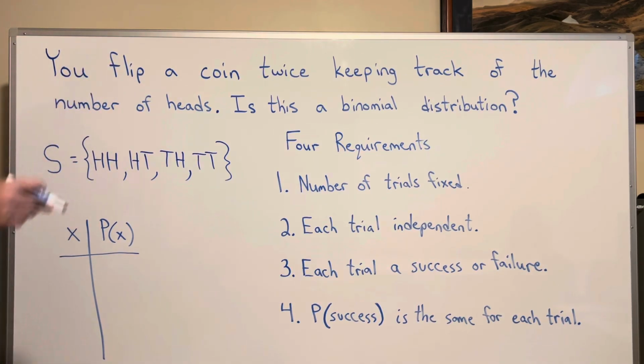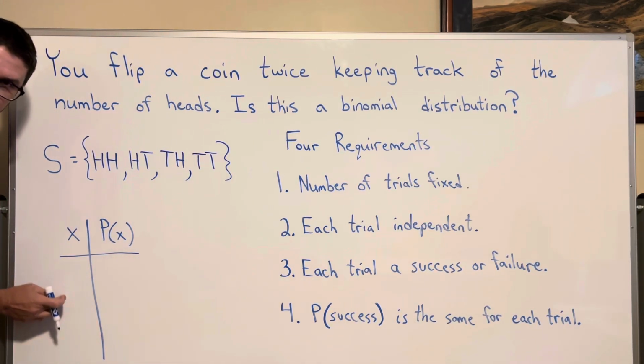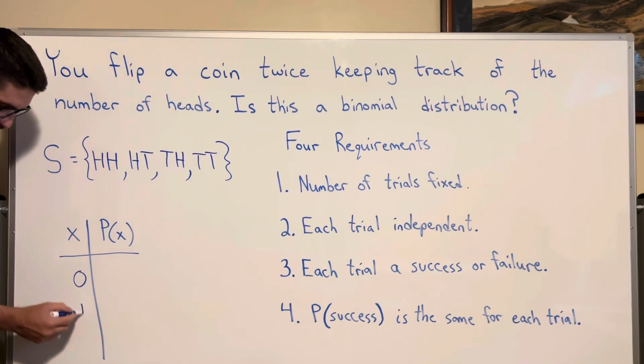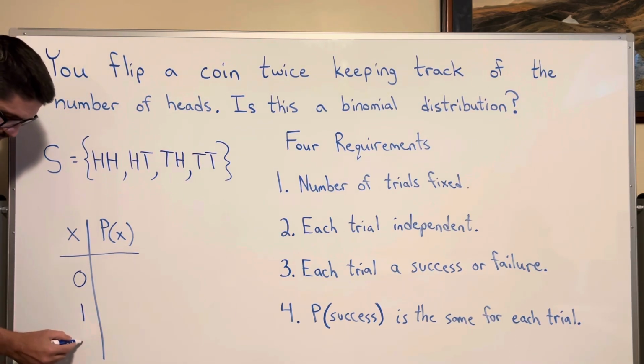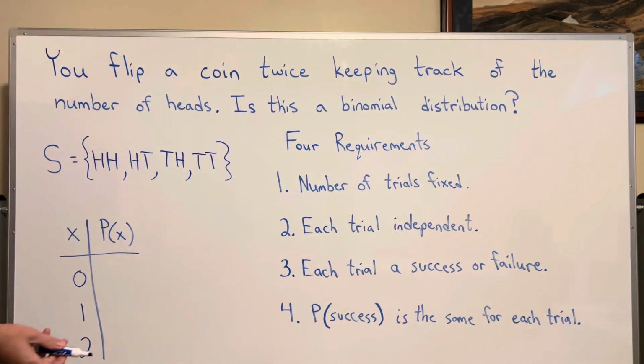Now we're keeping track of the number of heads we get. So there's going to be three possibilities for the random variable. We could get 0 heads, 1 head, or both of the flips be heads.